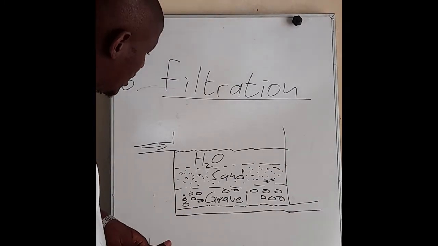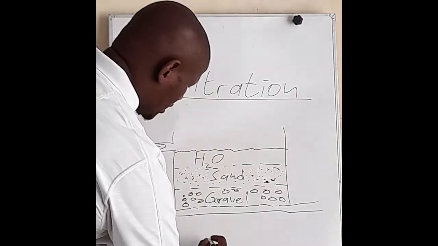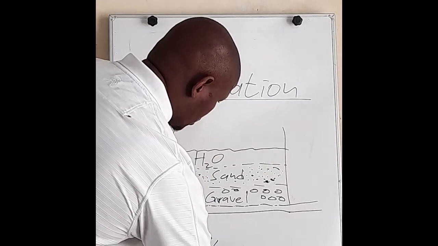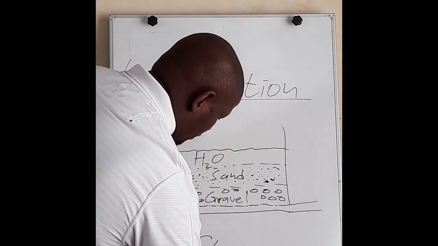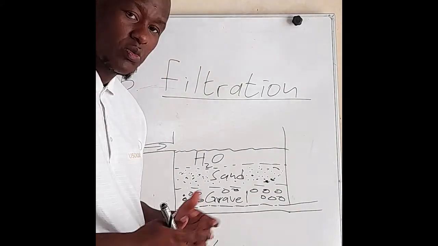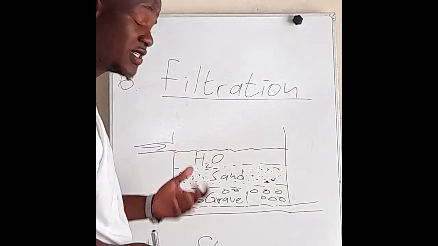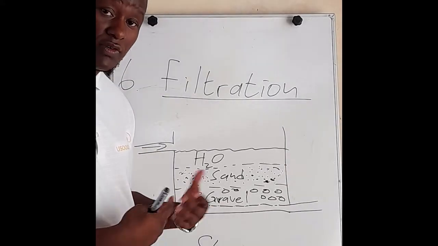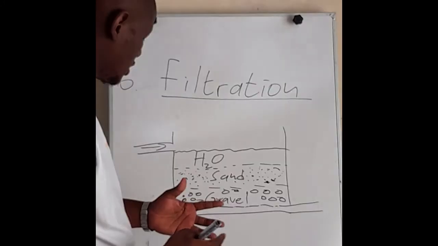This type of filtration is known as a slow sand filter. It's normally used at small plants where you don't get a lot of water that needs to be treated or filtered on a daily basis. So how does it really work?